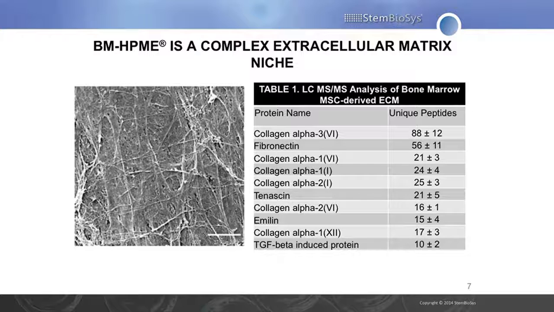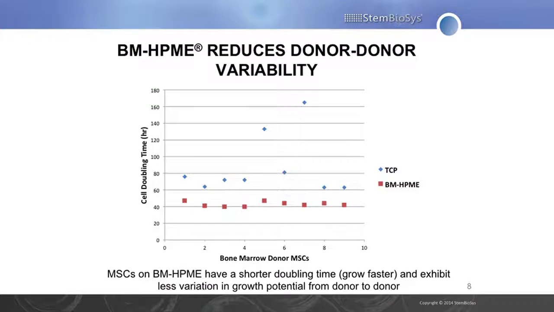Analysis of this finished product confirms the complex biologic structure and biochemistry of a cell-produced extracellular matrix. There's well over 100 different proteins present, which is being laid down by cells in a defined and orchestrated manner. So this is an extracellular matrix produced by stem cells for stem cells.